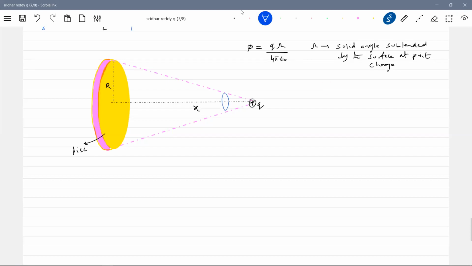That is given by the formula 2 pi (1 minus cos theta). What is theta? Theta is this particular angle. I think you can calculate cos theta. What is cos theta? x by root of r square plus x square. So in brief, what is solid angle? It's a three-dimensional angle. Theta is the plane angle, which we measure in radians. The unit for solid angle will be steradian.